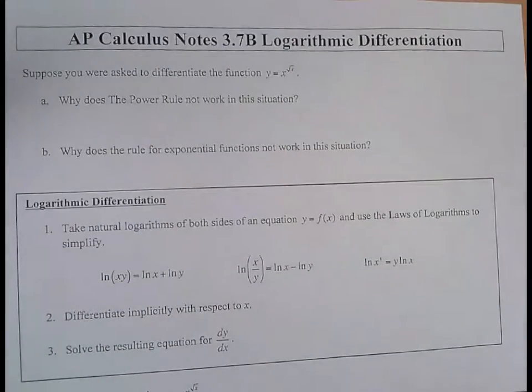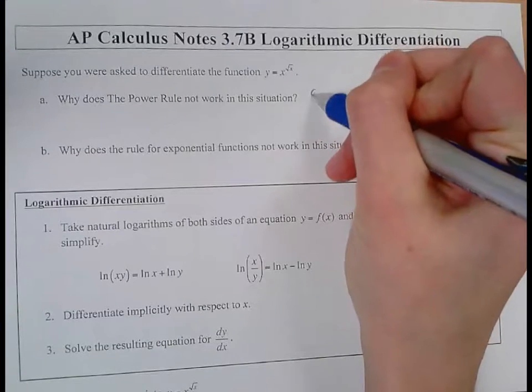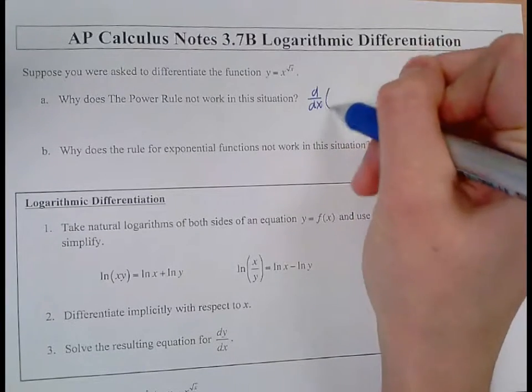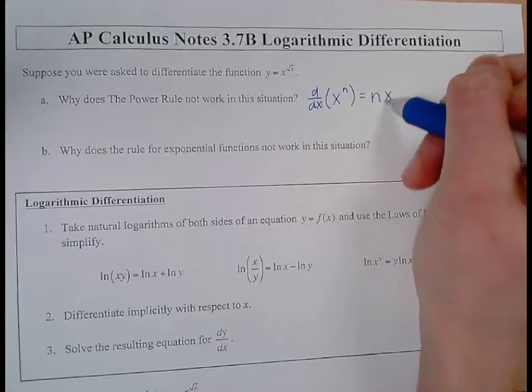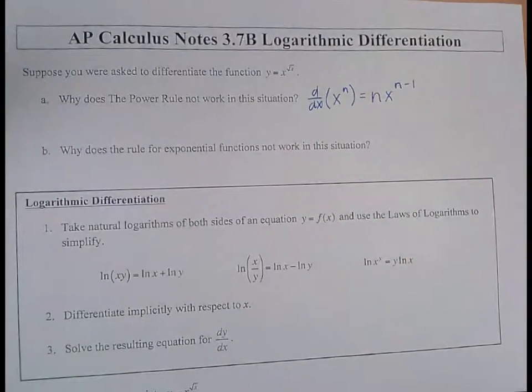Why could I not use the power rule? The power rule says if you have the derivative of a term in the form x to the n, it's equal to n times x to the n minus 1. Why can't I do that here? Connor? Because I think wouldn't you have to use chain rule because it's a function inside of a function? Well, it's a function inside of a function.